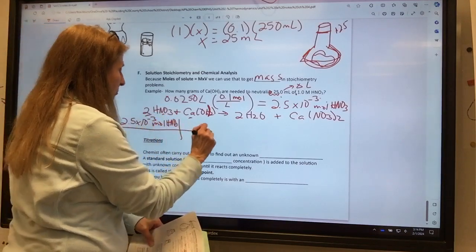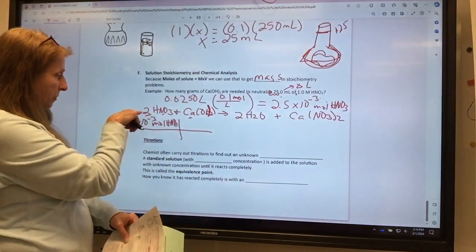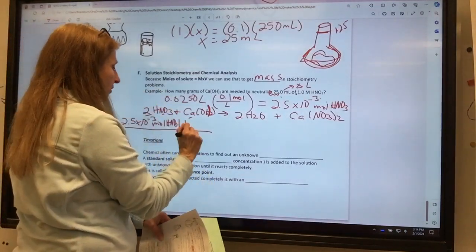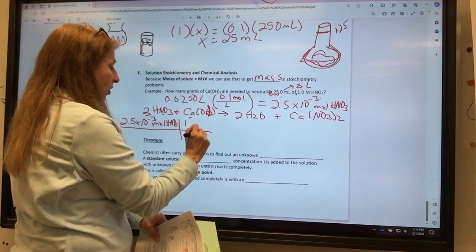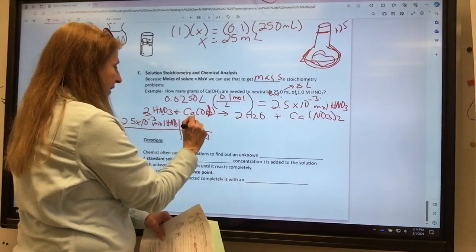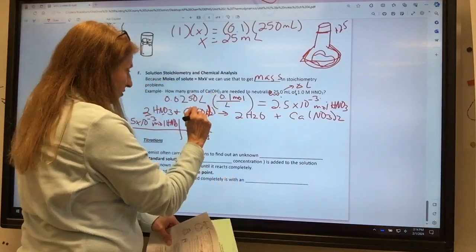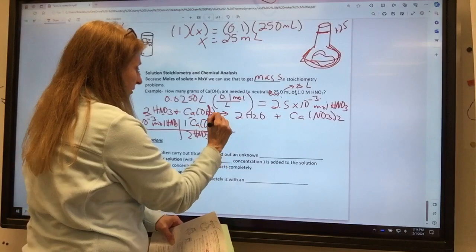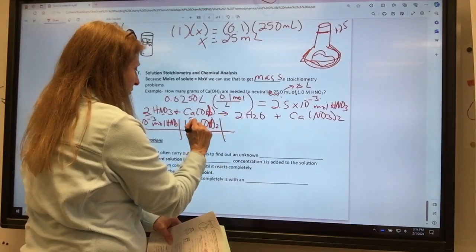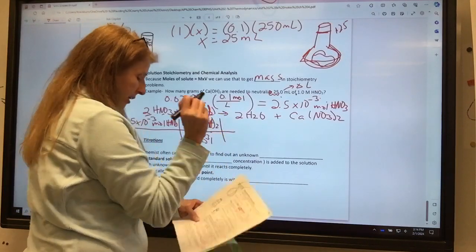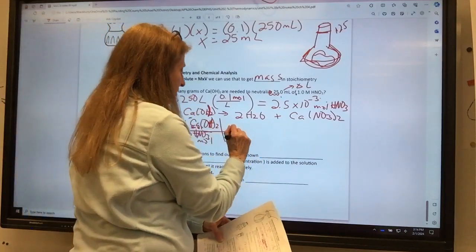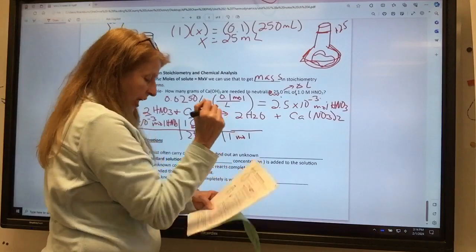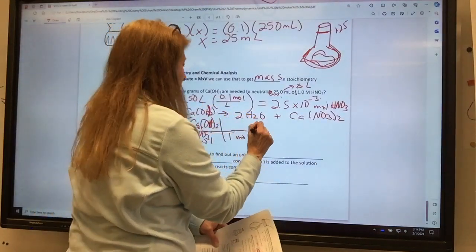Okay. Moles go on the bottom, so that's my 2 right here. 1 on top, so 2 moles of HNO3, 1 mole of my calcium hydroxide. This time I'll put that in the right place. These are moles. Okay, now moles go down here of calcium hydroxide, and to get it to grams, we're going to look.